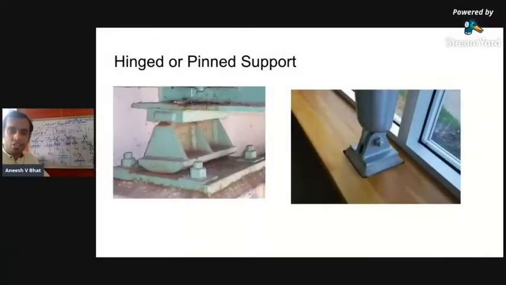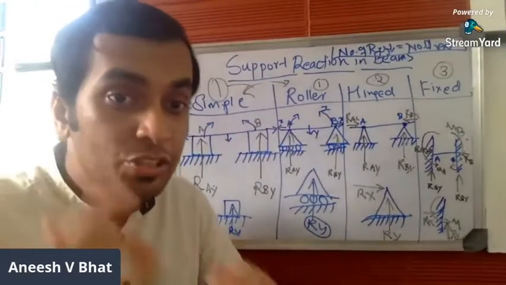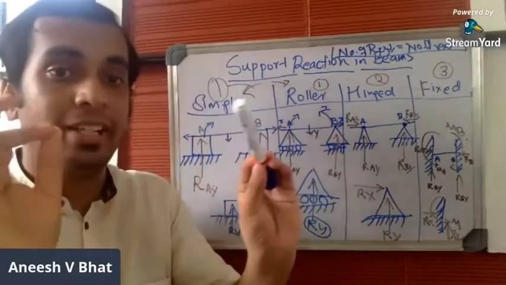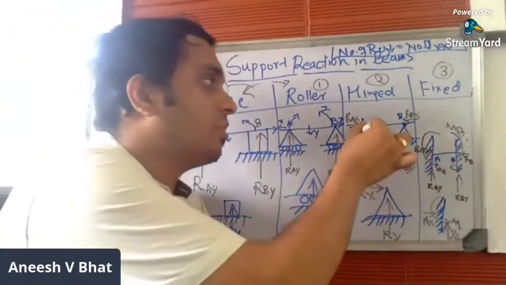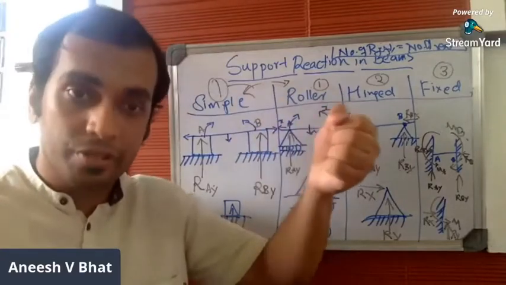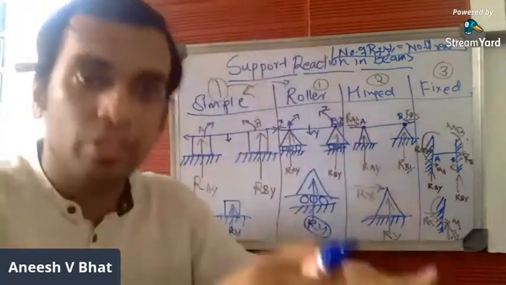So the beam is hinged here. If you can see here, it's been hinged. Even here, the beam is hinged to the support. Since the beam is hinged to the support, it cannot move horizontally. So there is a restriction for horizontal motion. It cannot move horizontally because it is hinged, whereas in these two cases, the beam is just placed on the support.